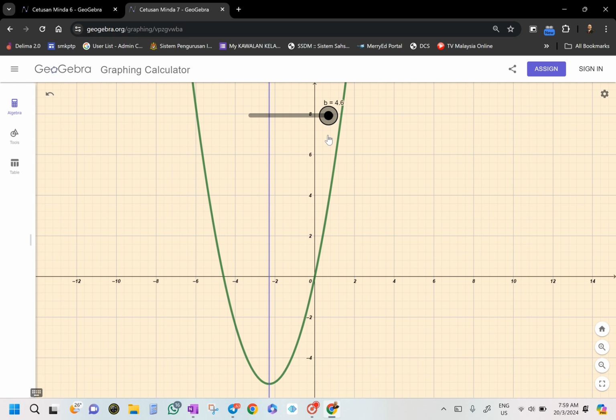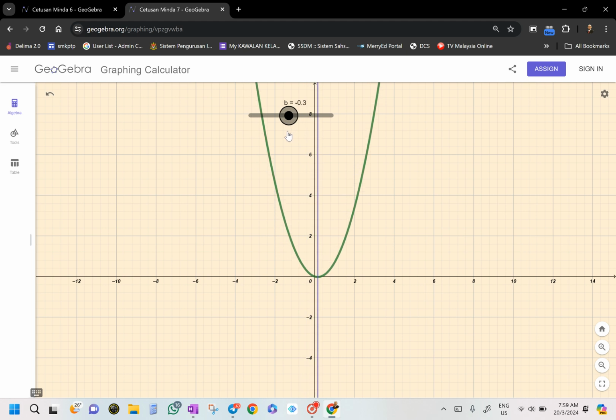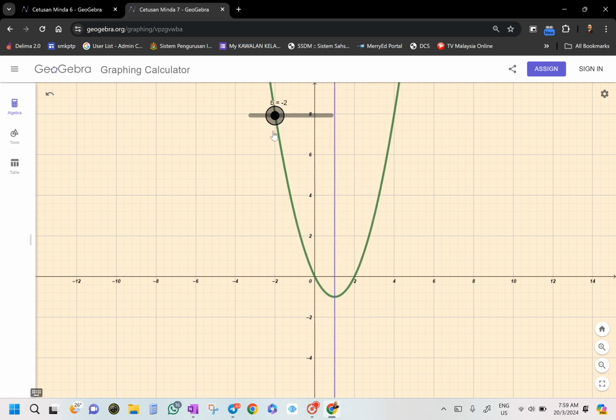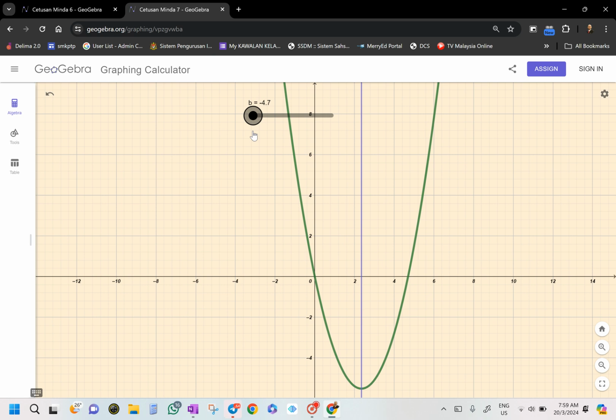Yes, the axis of symmetry yang tengah-tengah tu, yang warna purple tu, dia akan pergi ke sebelah kiri. Lagi besar lagi negatif. If you look there, okay, kalau saya pergi pula, B value here going to be negative, dia akan pergi ke mana? Positive. The axis of symmetry. Boleh?